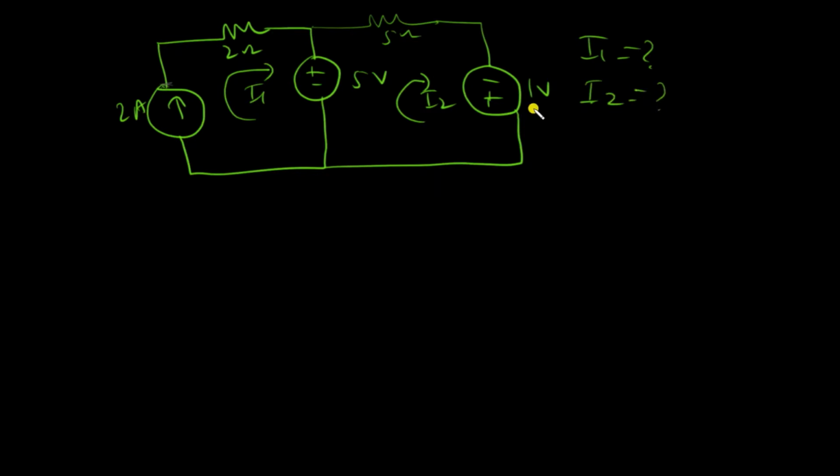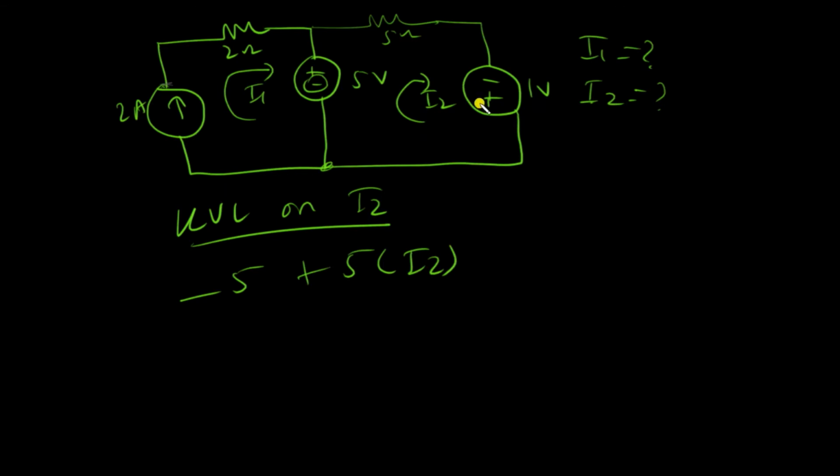Like in nodal analysis, when our voltage source contained the reference node, we just did not write the KCL for that. It's the same for this case. When the current source is at the periphery of a mesh, you do not write the KVL for that mesh. So I'll write the KVL for the other mesh, which is I2, and I'll start from here. Move clockwise. There's this negative sign, then there's this 5 ohm resistor and a current of I2, and then there's a 1 volt voltage source. So this is my equation.